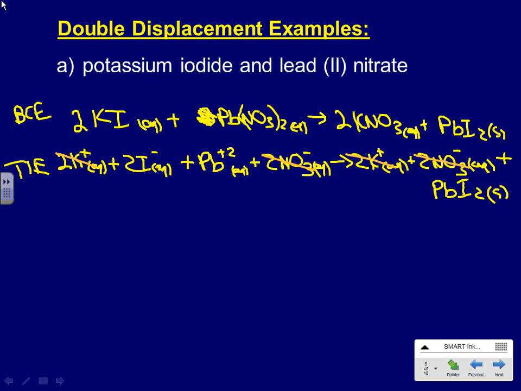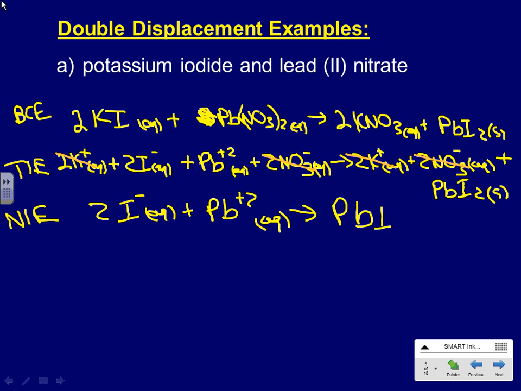And once you've canceled out the spectator ions, all you have to do is rewrite to get the net. Right? And you got that? Yep. Excellent. So in this case, we had 2 iodide ions coming together with a lead-2 ion to make the precipitate lead-2 iodide. All right?